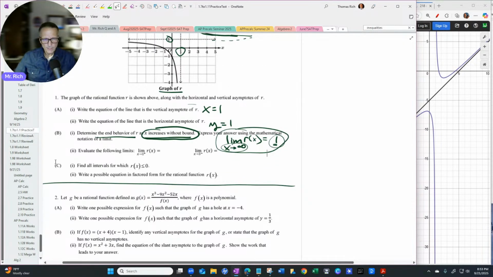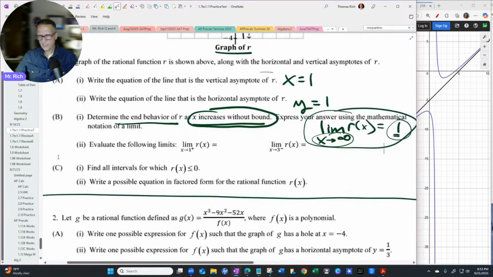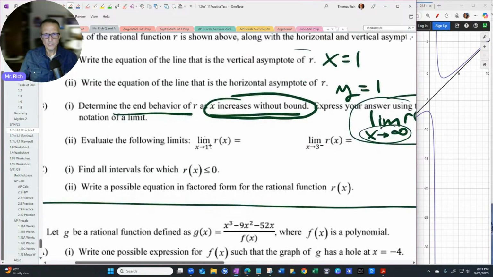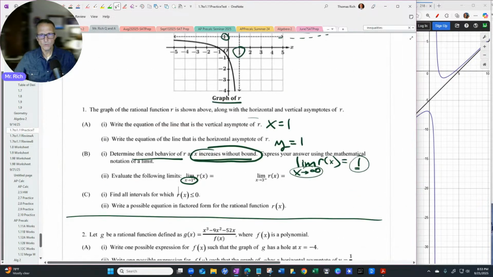Then the second part of B is to evaluate some limits. And they say here, what is the limit of the function as x approaches 1 from the right? And remember this, students, that if they're asking you to find a limit of a function, they're asking for y values. Your answer to this limit as x is approaching a number is going to be some y value. So what do they want me to do? They want me to go over to where I would be close to x equals 1, but on the right side of 1. So let's go up and take a look at where x is 1.